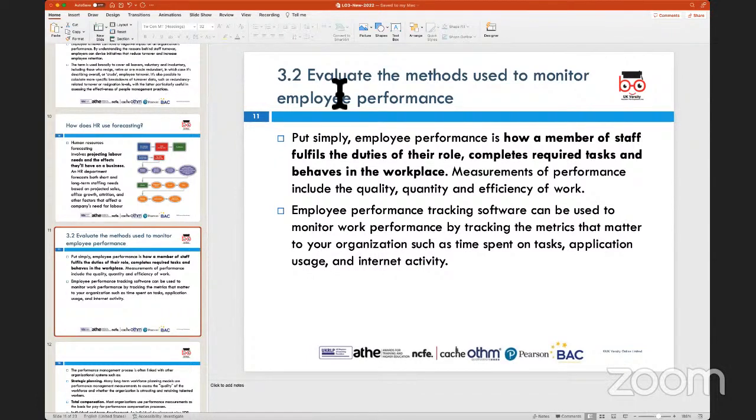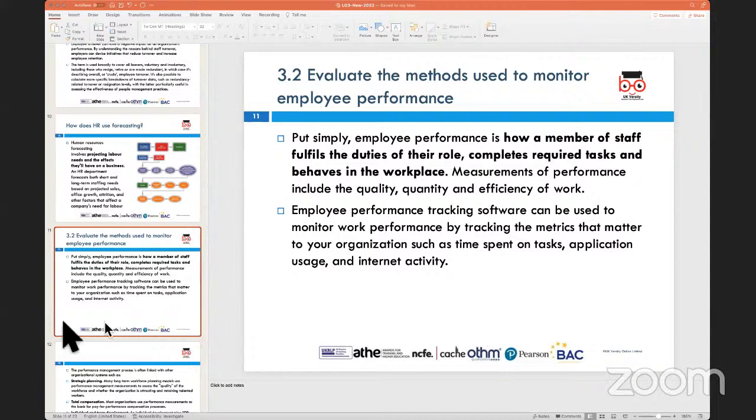Okay, let's look at 3.2, which talks about evaluating the methods used to monitor the employee performance. So when I look at the methods used for monitoring the employees, here we are talking about various techniques through which the organization can, one, motivate the employees, and second, ensure that the staff remains committed to the organization and its objective.